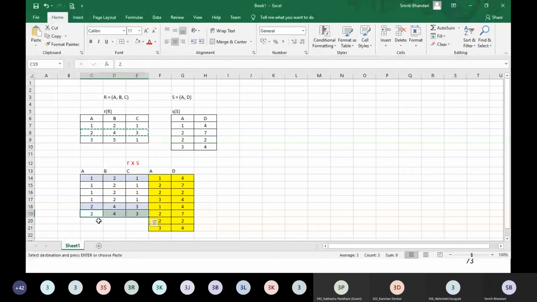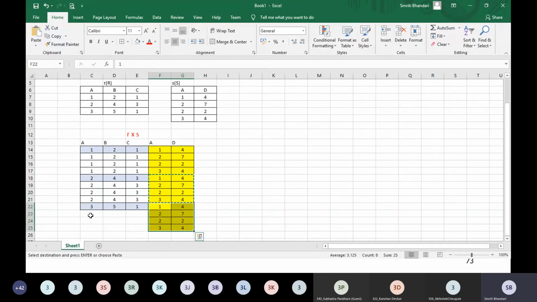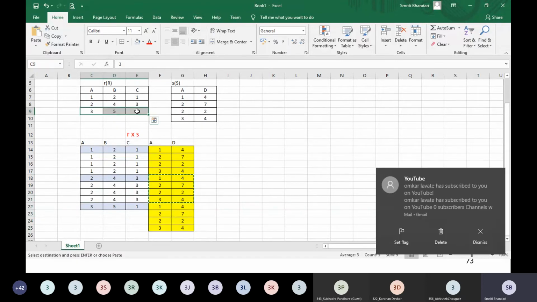Okay. So these 4 tuples once again. Now, for this third tuple in R, we are having pairing with all the tuples from S. So once again 4 tuples we will be having.